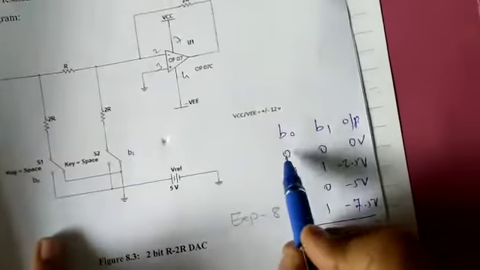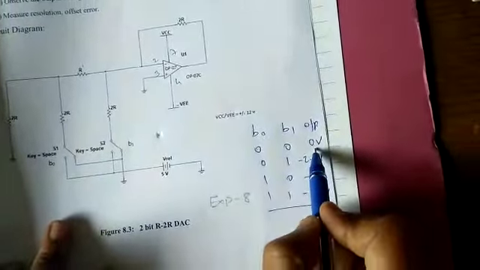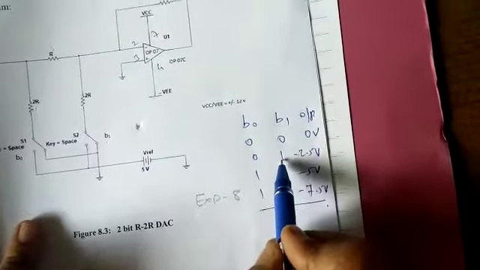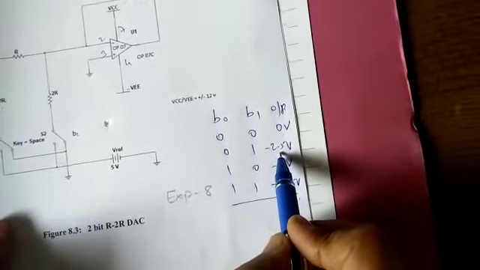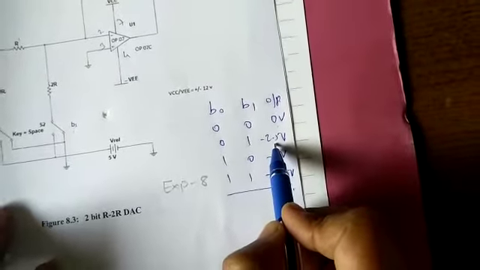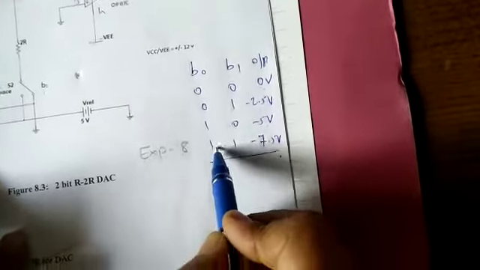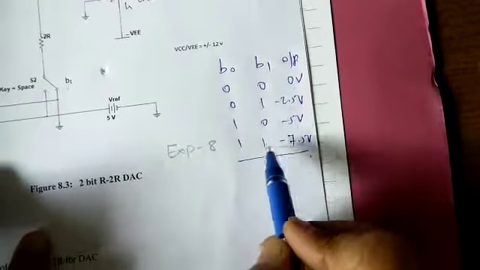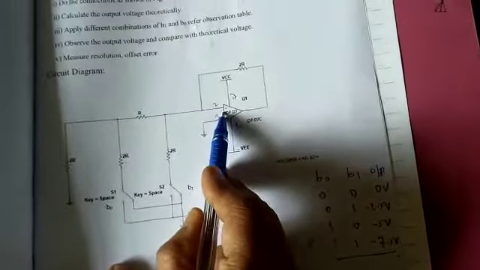So what is happening, if I put both the bits equal to 0 0, both the switches are connected to ground, the expected output is 0 volt. If one of the switches is connected to VCC, so the bits are 0 1, I am getting the output equal to minus 2.5 because the gain is 2. For the 1 0 combination, the output is minus 5 volt, and for the 1 1 digital word, the output is minus 7.5. The negative sign indicates that the input is applied to the inverting terminal. So this is all about the theory of DAC.